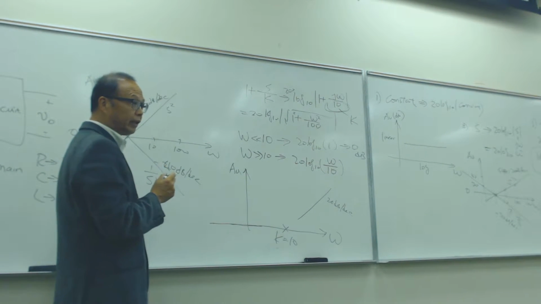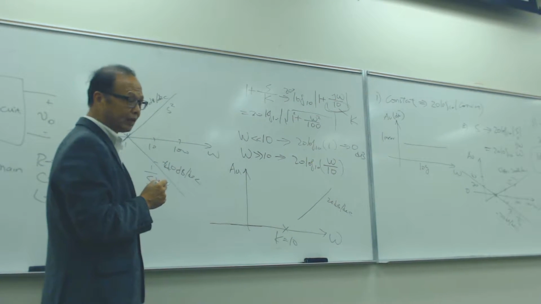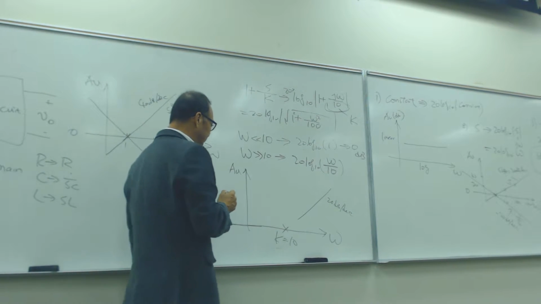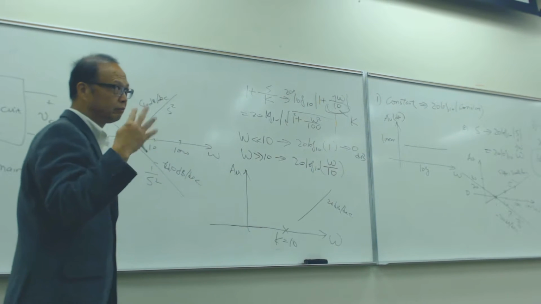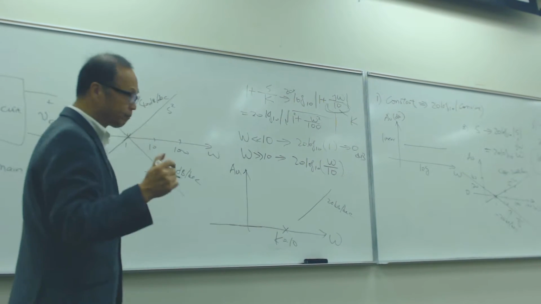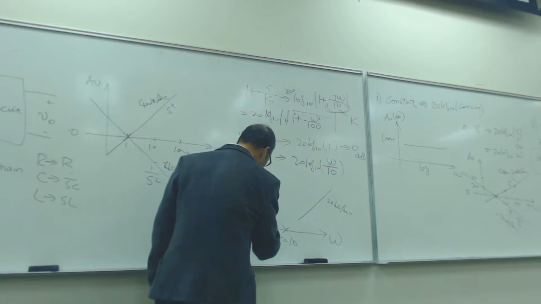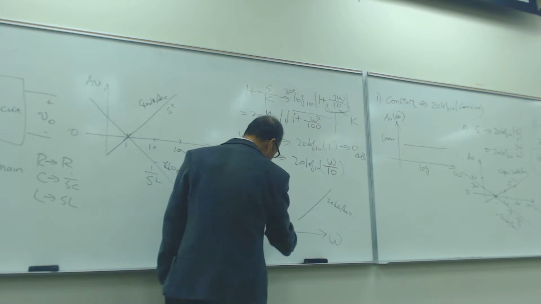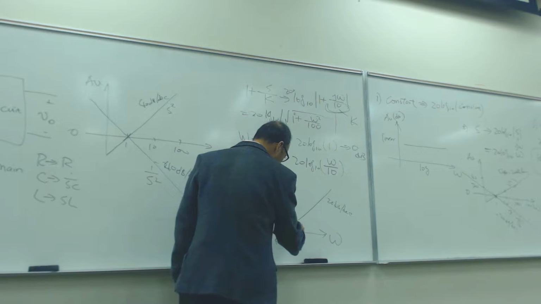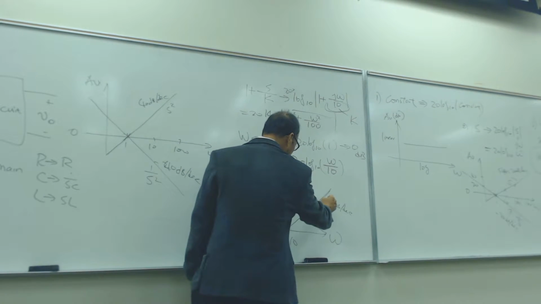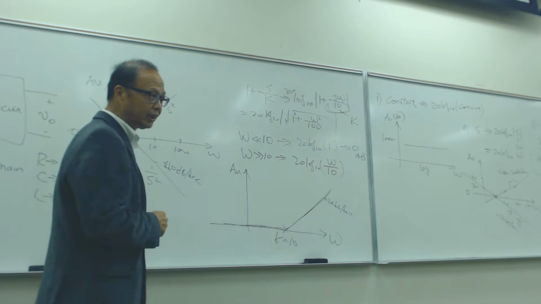So these are the two extremes. Now, when you try to plot the asymptote approximation, you just say it's 0 all the way to here, and then after 10, you have a slope of plus 20 dB per decade. That's the asymptote.